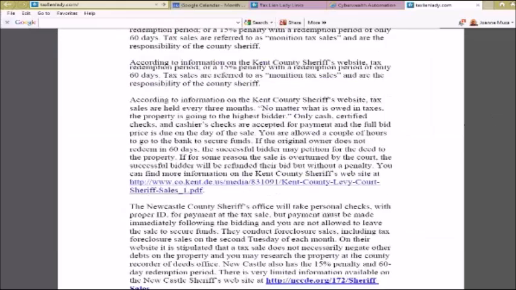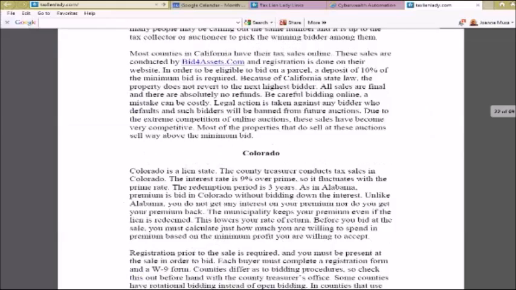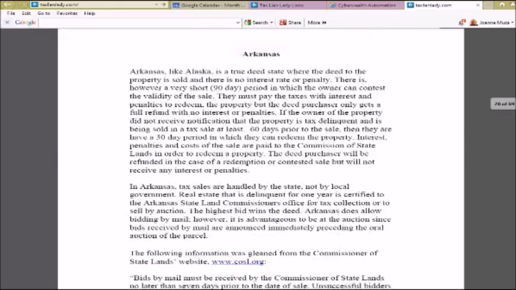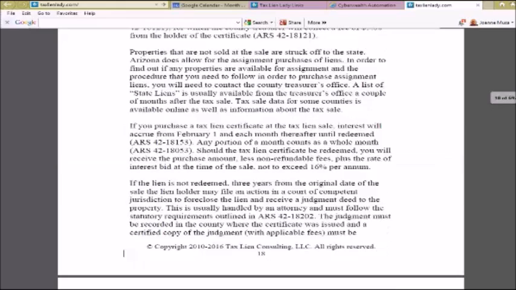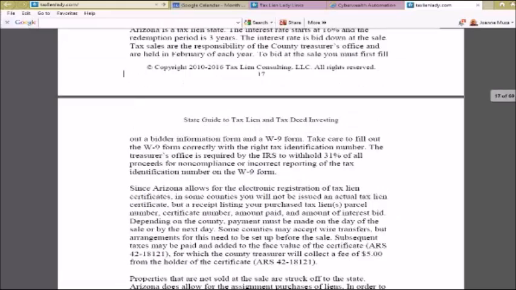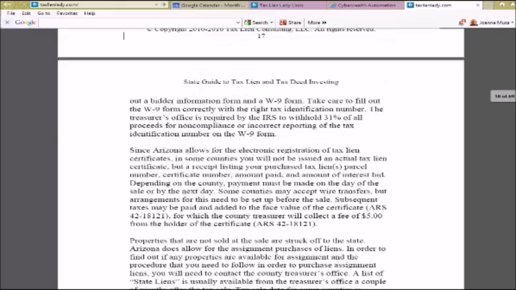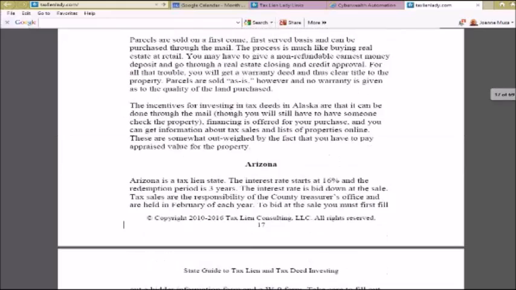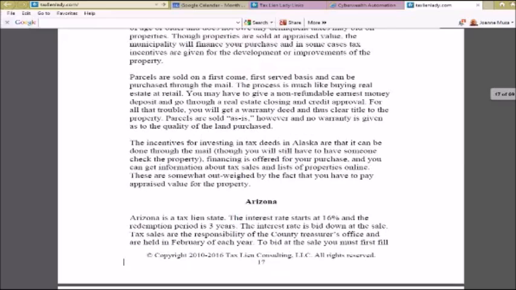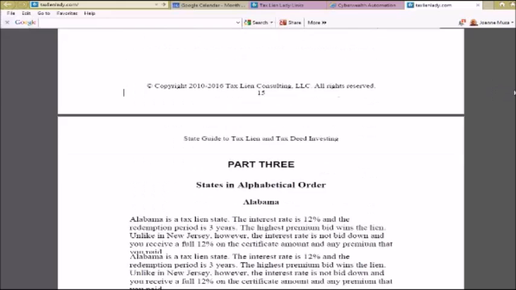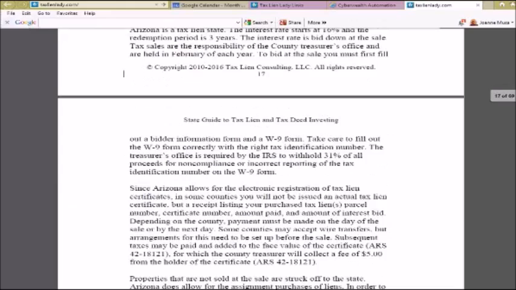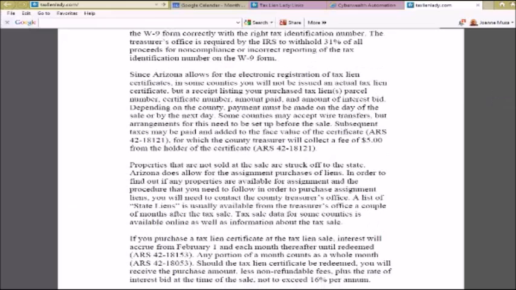You could read through and find out what happens in each of the states. If you're interested in liens, look at the lien states. If you're interested in deeds, look at the deed states. But what I suggest that you do is find the state that you're in. Like, for instance, let's say you're in California. I know there's probably a few people on this call, because I have a lot of people that come to me that are from California, and they want to invest in liens because they don't have enough money to invest in deeds, especially in California.